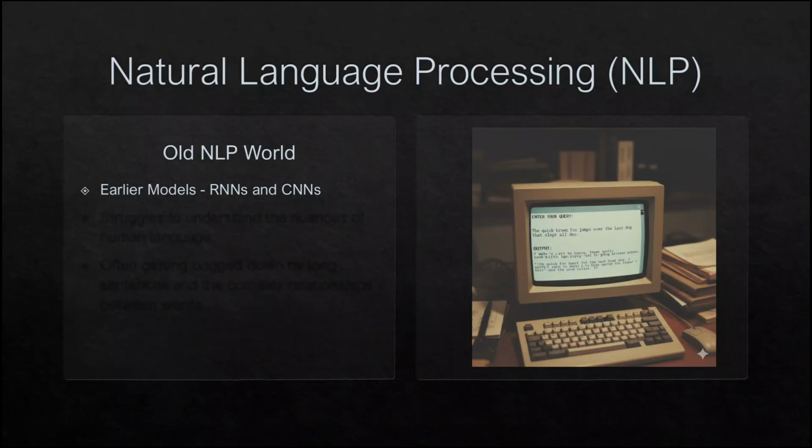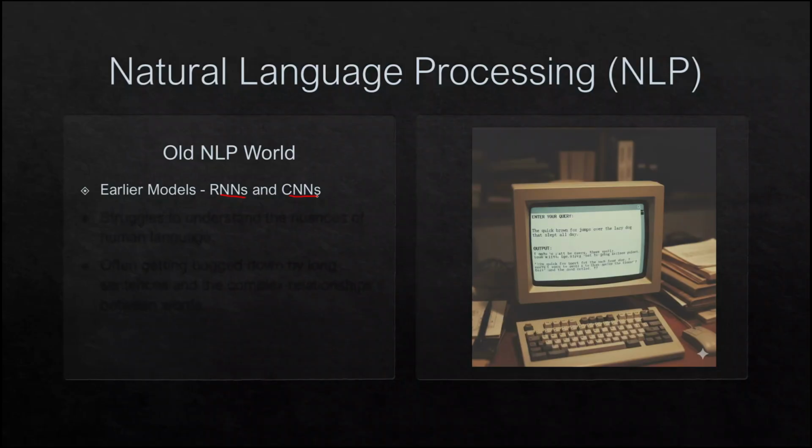Machines used to struggle to understand the context of human language, often getting bogged down by long sentences and complex sentence formation. Why? Because earlier the traditional models used to process information word by word, sequentially. So this RNN and CNN, which you are seeing over here, are the traditional NLP models which process every sentence by reading it aloud. You can assume a sentence like, I want to visit the bank. It will read the sentence word by word, but it will not get the context.